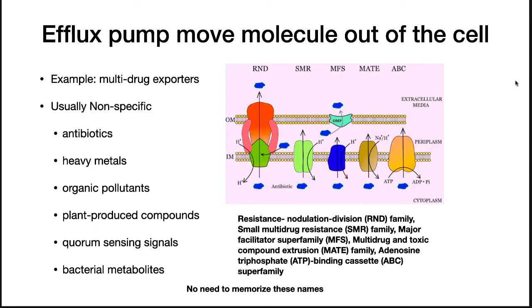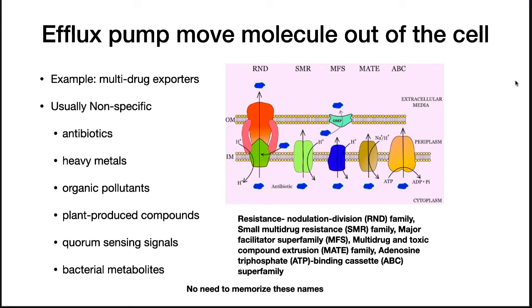Efflux pumps move molecules out of the cell, and of course, there are different types in various bacteria. These pumps tend to be non-specific in what they move out. They will transport things like antibiotics, heavy metals, organic pollutants, plant-produced compounds, quorum-sensing signals, and bacterial metabolites. The figure shows the configuration of known systems.